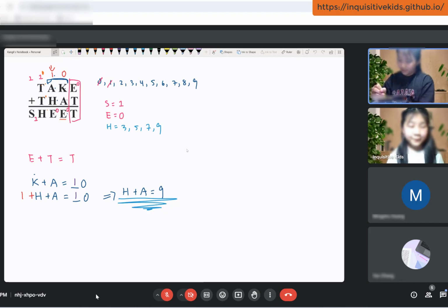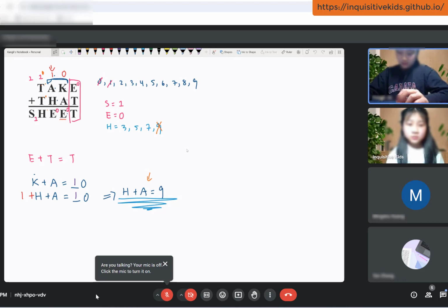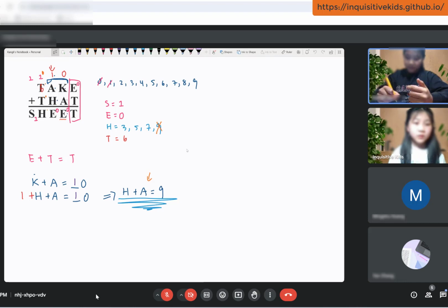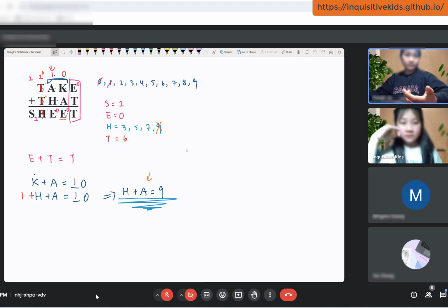And then when you look in this equation you just wrote, h plus a must equal 9. So then h itself cannot equal 9. So h has 3 different possibilities: 3, 5, or 7. And we know that t's value is actually dependent on h. If h equals 3, then t equals 6, because 6 plus 6 plus 1 gives us 13, and h would equal 3.